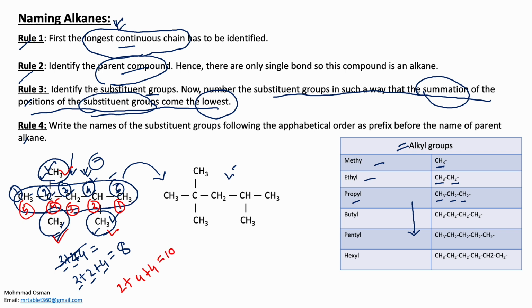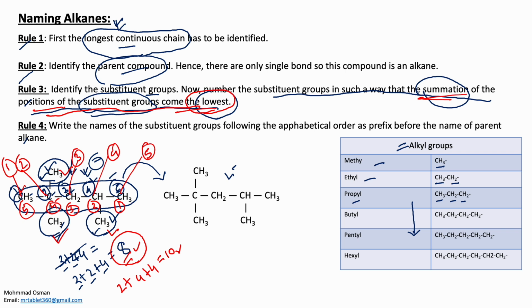Now, the rule tells us the summation of the positions of these substituent groups should come to the lowest. Definitely, between 8 and 10, 8 is the lowest. So we need to start counting from here: this carbon as 1, this carbon as 2, this carbon as 3, this carbon as 4, and this carbon as 5. Only then our naming will be alright. Only if we start counting from the left side does the summation come to the lowest.